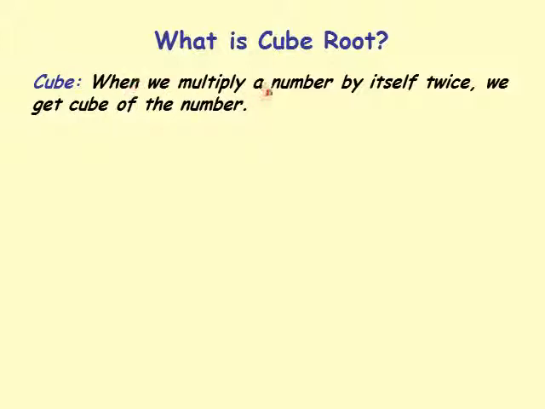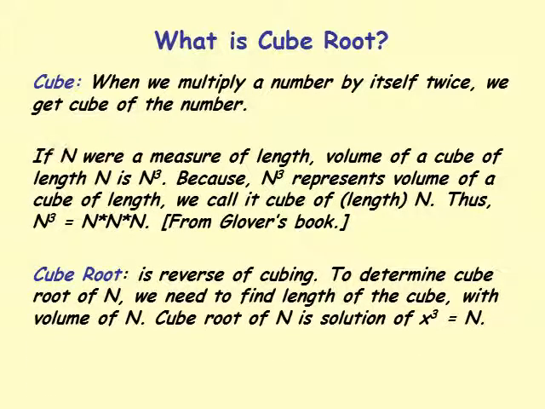A cube is when we multiply a number by itself twice; we get a cube of that number. If n were a measure of length, the volume of a cube of length n is n cubed, because n cubed represents the volume of a cube of length n. Thus, n cubed is n times n times n. We multiply n by itself twice more. That's from Glover's book.